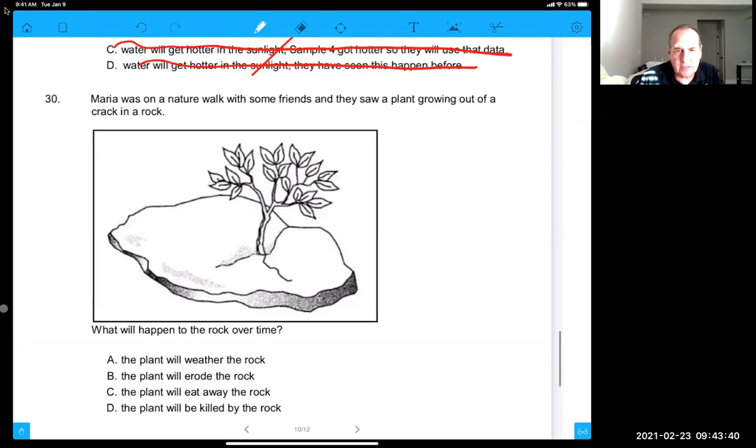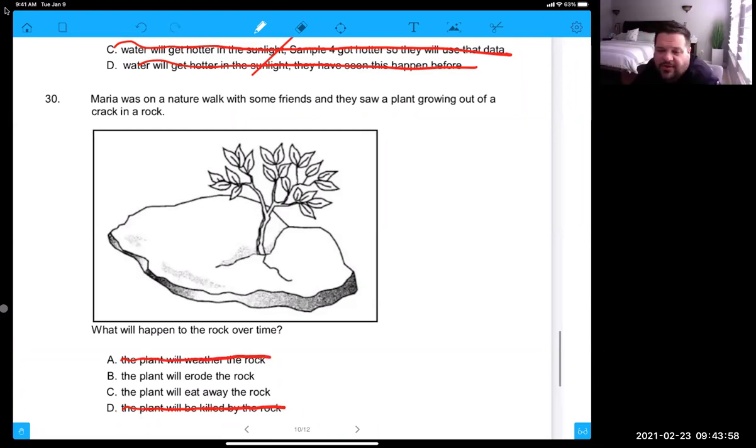The plant will be killed by the rock. No, because it's going to continue to grow. So cross out D. The plant will weather the rock. No, because plant weathering has to do with rain and ice and stuff like that. So now you're down to 2 choices.